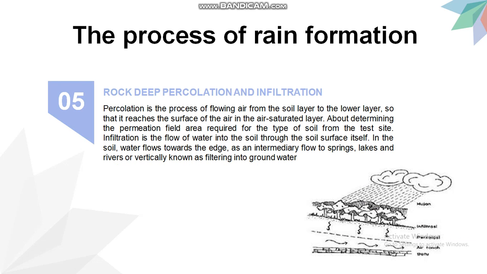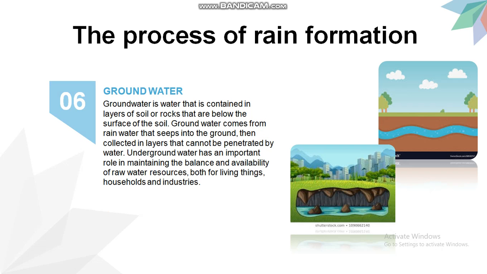5. Rock deep percolation and infiltration. Percolation is the process of flowing water from the soil layer to the lower layer, so that it reaches the surface of the water in the water-saturated layer. Determining the permeation field area requires the type of soil from the test site. Infiltration is the flow of water into the soil through the soil surface itself. In the soil, water flows toward the edge as an intermediary flow to springs, lakes, and rivers, known as filtering into groundwater. And 6. Groundwater.